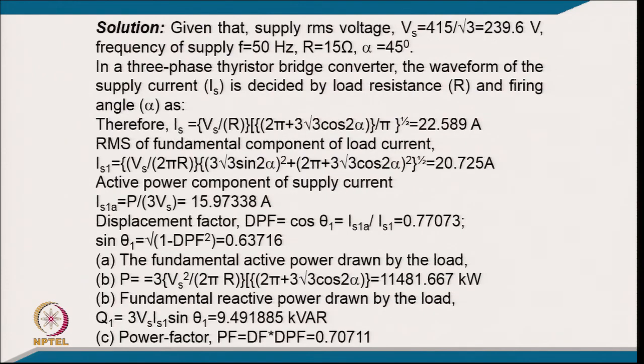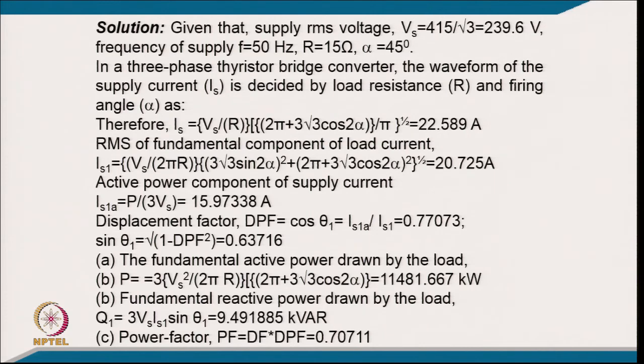Coming to the given data, the supply phase voltage will be 415 by root 3, that is 239.6 volt, frequency 50 hertz, with load resistance 15 ohm and firing angle 45 degree. In a 3-phase controlled bridge converter, the waveform of the supply current is decided by the load resistance and firing angle. You can calculate from this relation, so it comes to 22.589 ampere, and the RMS current of this load current from this relation will be 20.725. The active power component will be P upon 3 Vs, that is 15.97 ampere.